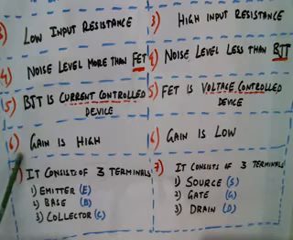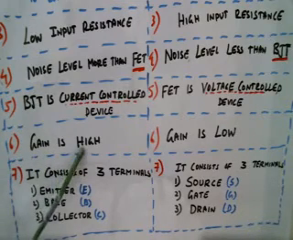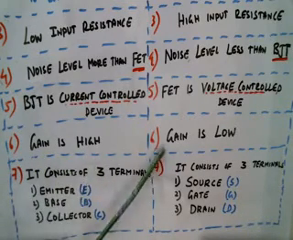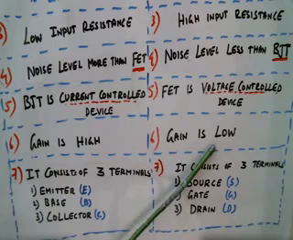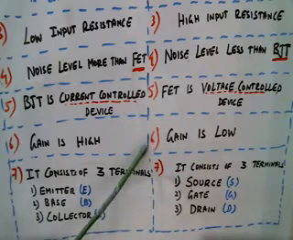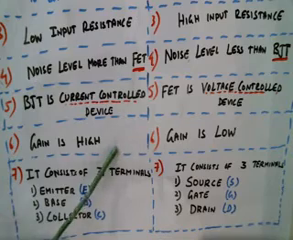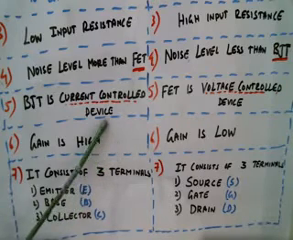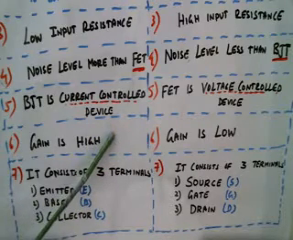Point number 6. In BJT gain is high and in FET gain is low compared to BJT. So this is the advantage of BJT over FET, that gain is high in BJT compared to FET.